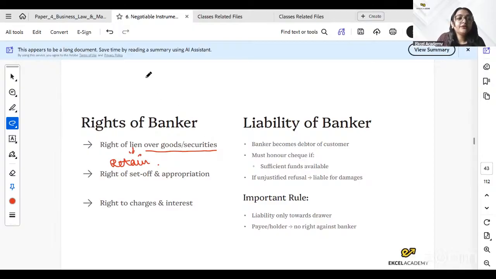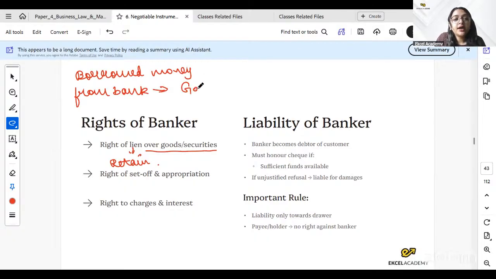What happens? Let's say, for example, you have borrowed money from your bank, and you have given gold as security. In that case, what happens? If you fail to repay this amount, your bank has a lien over your gold. That is, if you fail to repay this amount, the bank has all rights to retain this gold, sell it, and from that proceeds pay off your loan.